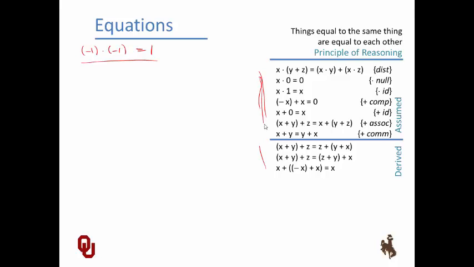If we're able to do that using our principle of reasoning that things equal to the same thing are equal to each other, then if we accept these 7 equations and the principle of reasoning, we must accept this new equation that we derive.